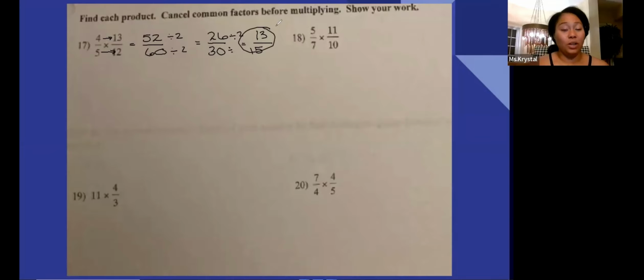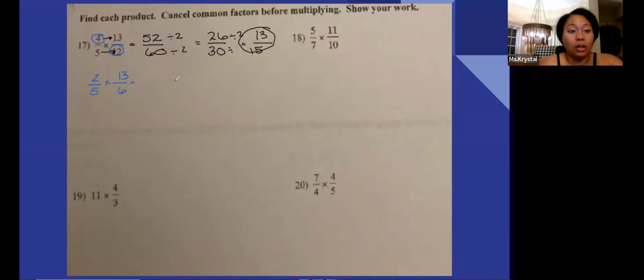Now, if you wanted to, you could definitely do some cross multiplication or cross dividing or cross canceling with the 4 and the 12. Usually I try to look for numbers that are even first because that really helps. So if I cut 4 in half, that would be 2. And if I cut 12 in half, that would be 6. So we have 2 over 5 times 13 over 6. And it's going to be the same thing.